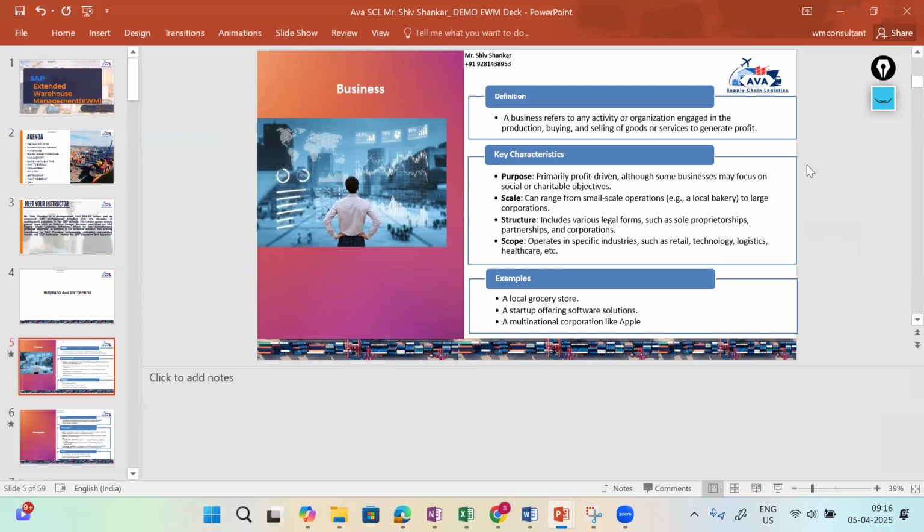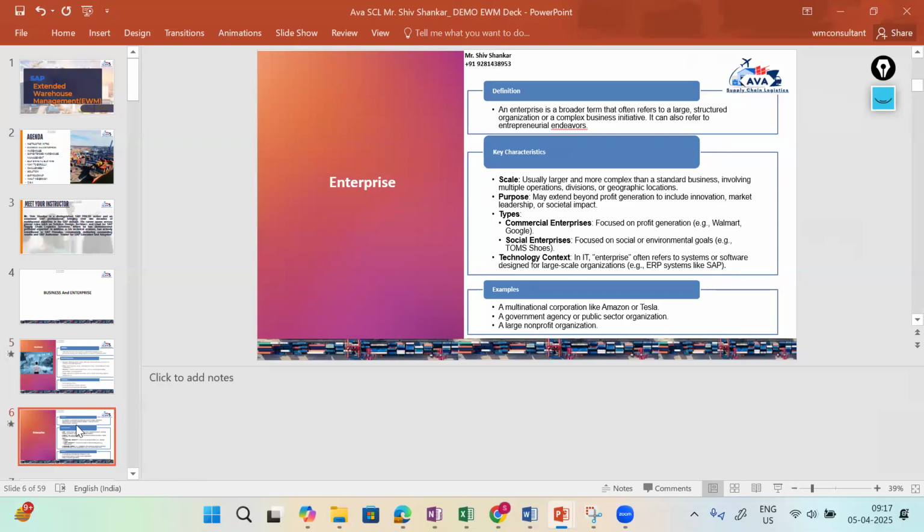Structures include various legal forms, proprietorships, partnerships, etc. For example, in business you must be seeing anywhere across the globe a local grocery store, or a startup offering software solutions, or a multinational corporation like Apple. These are all businesses. But what is the enterprise then? Enterprise is a broader term that often refers to a large structured organization or complex business initiative. It can also refer to entrepreneurial endeavors. In scale, an enterprise is usually larger and more complex than a standard business, involving multiple operations, divisions, and geographic locations.